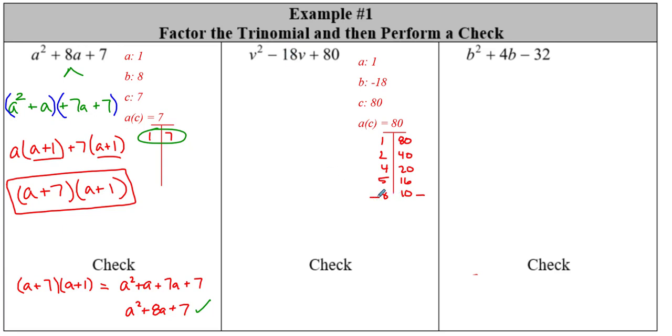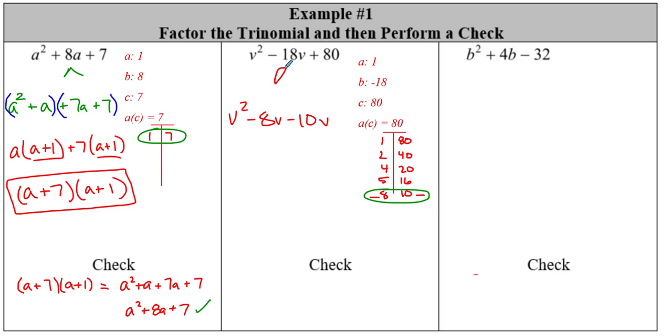And what happens when we multiply negative 8 and negative 10? We get a positive 80. So these are my two middle terms that I'm going to rewrite. So let's drop down this v. We got v squared. We're going to rewrite this as minus 8v, and this is going to be minus 10v.